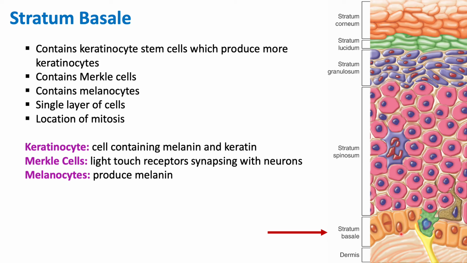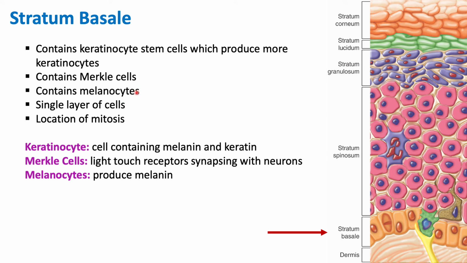Now, the last layer is the stratum basale, which contains the keratinocyte stem cells, which produce the keratinocytes. Now, remember that these keratinocytes are cells containing melanin and keratin, and these keratinocytes are moving up. And as they move up, when they reach stratum lucidum and corneum, they become dead keratinocytes, and they will essentially be shed off. Now, the stratum basale also contains two different types of cells, which are Merkel cells and melanocytes.